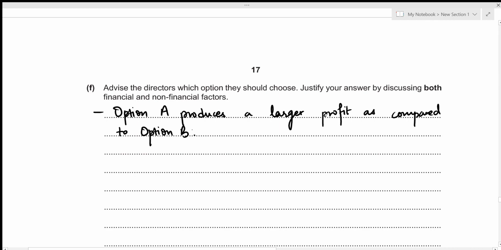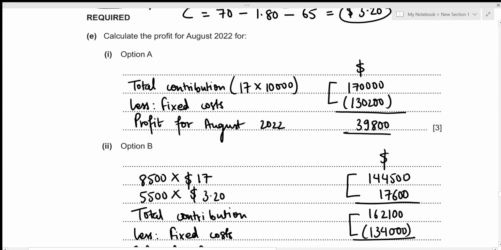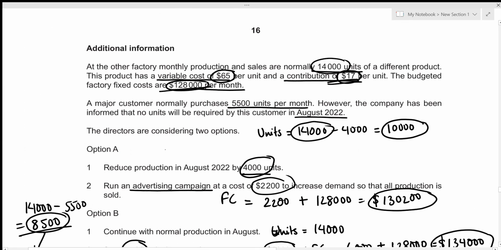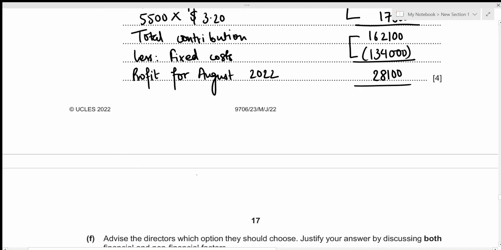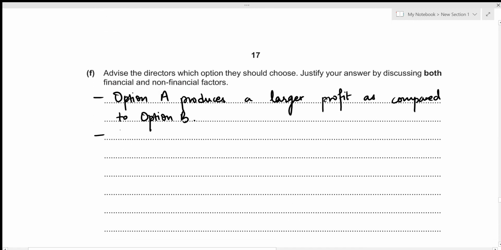Then we know that option A will only produce that profit if the advertising campaign works, right? Because we are running an advertising campaign. There is no guarantee that this advertising campaign will actually work and result in the higher profit, because this is just an estimate for the future. So we can question that as well. Will the advertising campaign be successful?